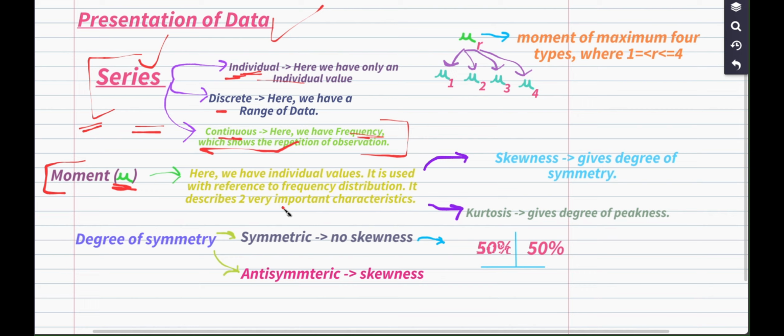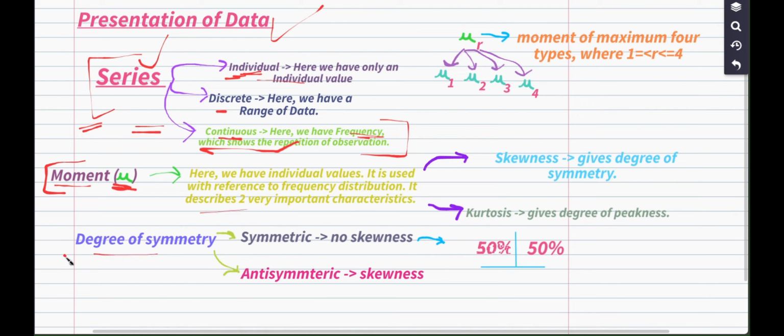It describes two very important characteristics, right? So when we do the frequency distribution, how the data is distributed according to the frequency, how many times the observations keep on repeating, that the data is spread out with the help of frequency distribution, right? So there we use the moment. Moment means how the frequency is distributed in the form of data, right?